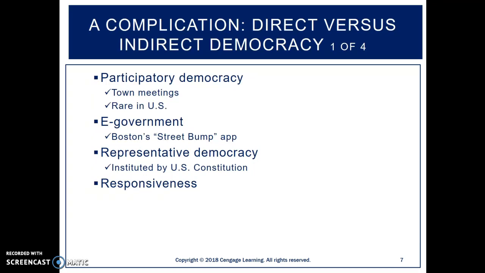Now, in this case, in a representative government, you are hoping that the people you elect are what's called responsive, or that they have responsiveness. And that is, they should do what the majority of the people want them to do. And that's part of that trust in a representative democracy, is trusting others to vote in what is your best interest.